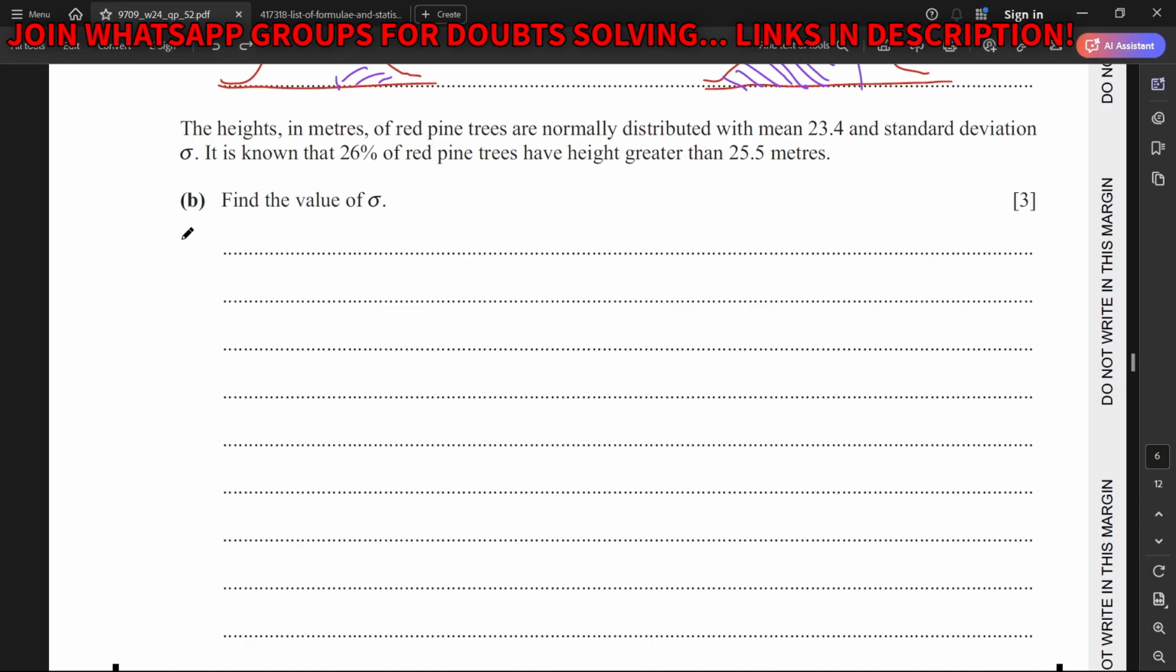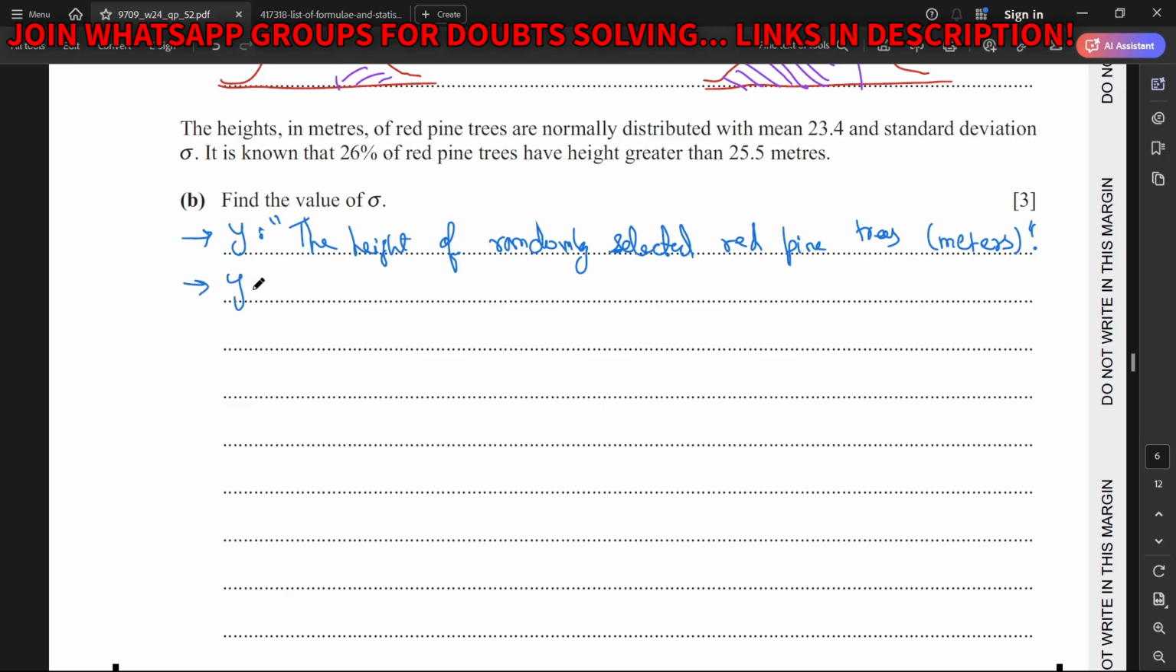Or even before that, let me define a random variable Y. This is the height of randomly selected red pine trees in meters.